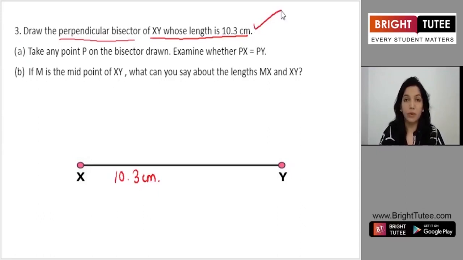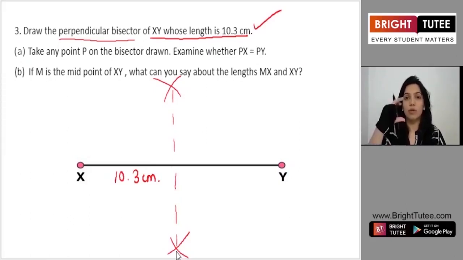In order to draw the perpendicular bisector, you know all your steps. You have drawn this line which is measuring 10.3. Now open the compass to a measure that is greater than half of XY. Keeping the pointer at X, mark an arc here, and another arc on the other side. Now without disturbing the opening of your compass, keep the pointer at Y and make arcs here and here, making sure they intersect the previously drawn arcs. Then join the points of intersection of the two arcs. We get a straight line, and this straight line meets XY at point O. For now, I'm just naming this.